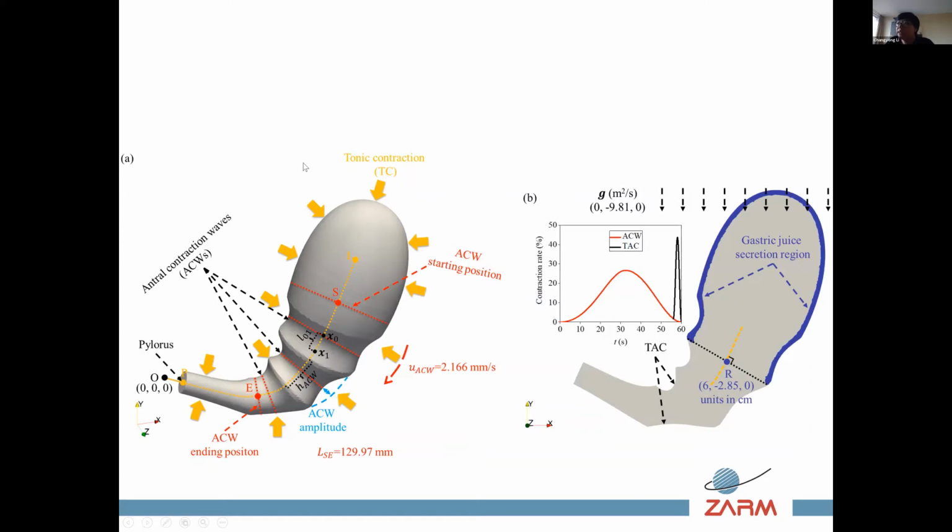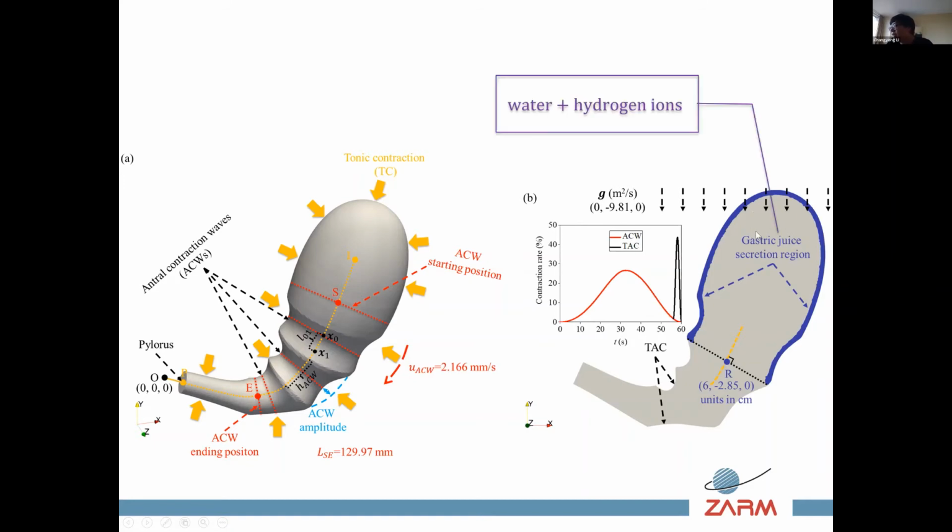Gastric motility includes tonic contraction and antral contraction waves. Tonic contraction is a weak, continuous contraction of the whole stomach wall. Antral contraction waves, or ACWs, are peristaltic contractions which initiate at the middle body and travel towards the pylorus. TAC is a terminal antral contraction, which occurs when the ACW reaches the terminal antrum. The gravity acts vertically.